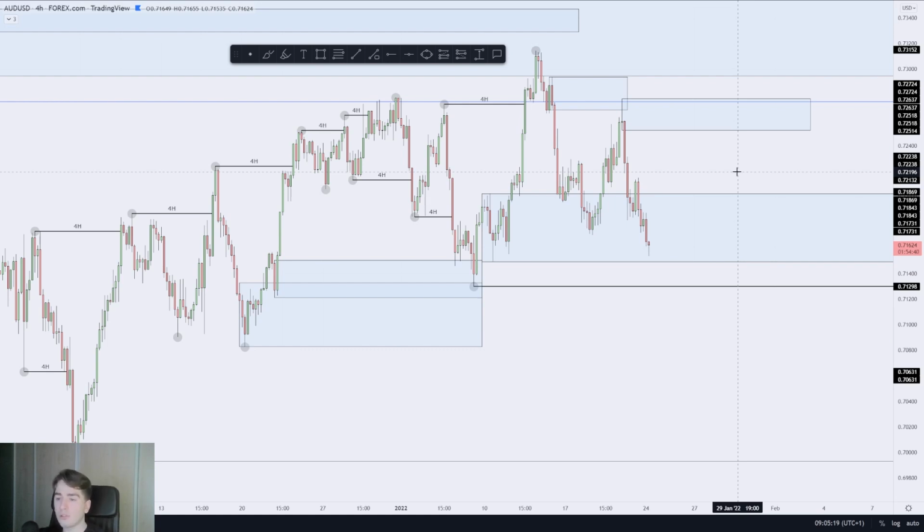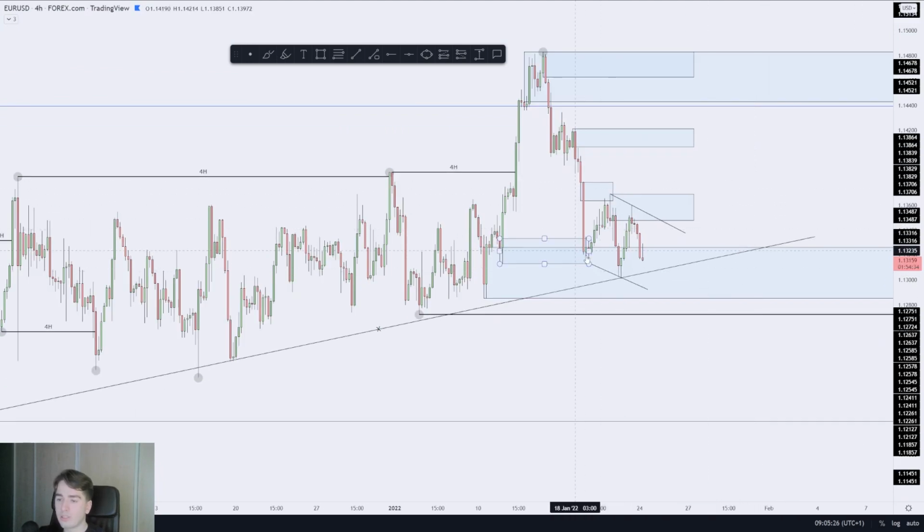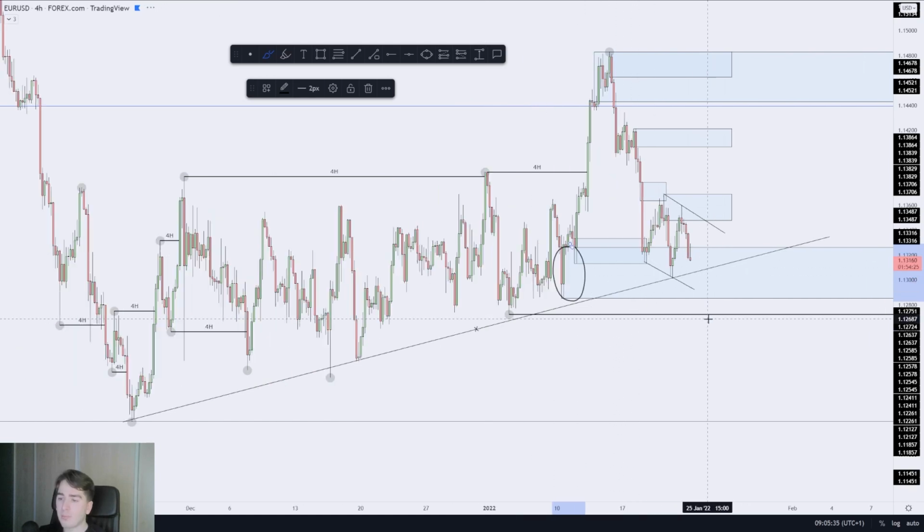So let's dive into euro dollar. And euro dollar is currently forming this beautiful 1, 2, 3 descending channel. However, it is pretty much the same as on the dollar index because we've already been inside this area of demand for so many times now, and that's pretty much what's just bugging me.